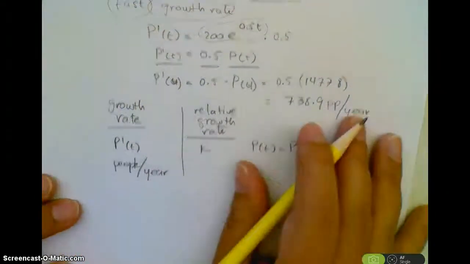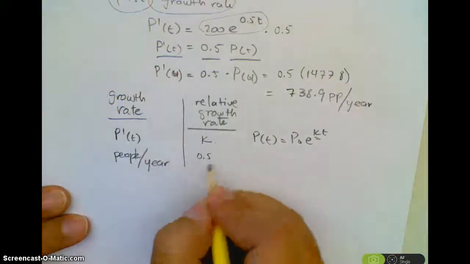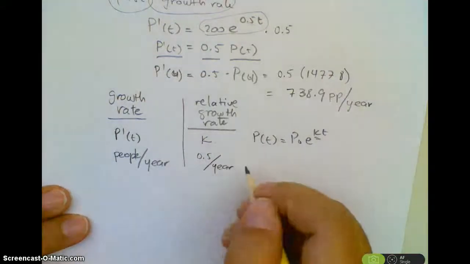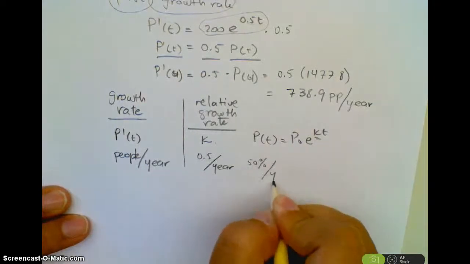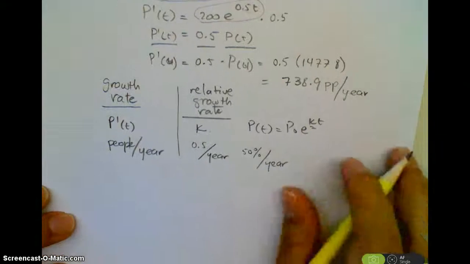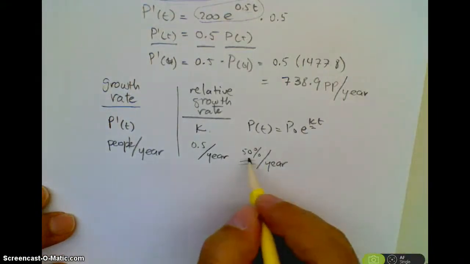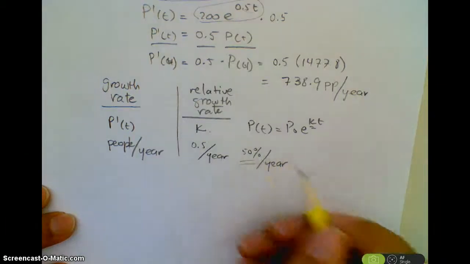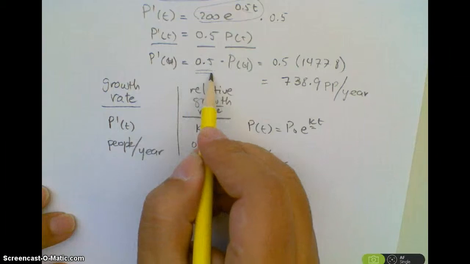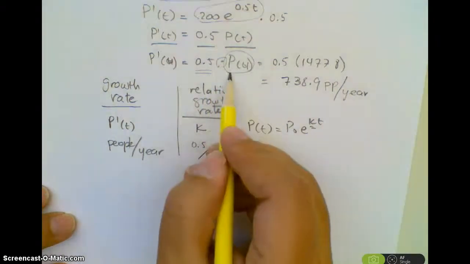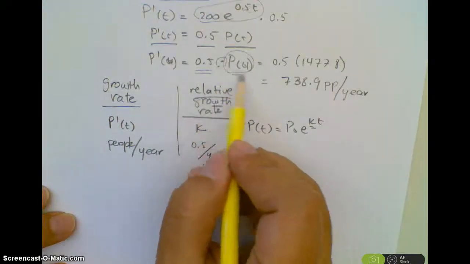And the units of relative growth rate is going to be either a decimal. If it's 0.5, then it will be 0.5 per year. Or if we're talking about percents, then it will be 50% per year. But you know that when we talk about percents, we talk about percents of what? We always talk about percents of something that we consider a whole. So in this case, this would be 50% of the current population. That's why this is called relative growth rate, because it depends on the current population.